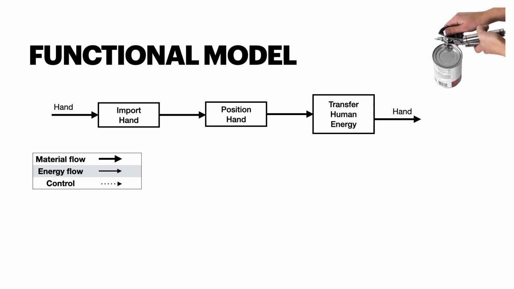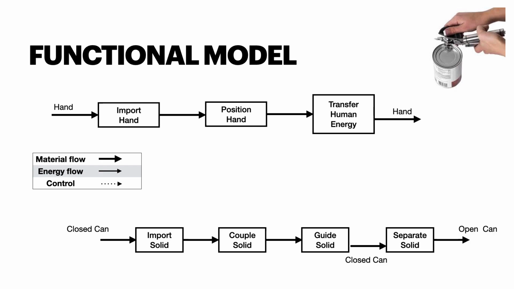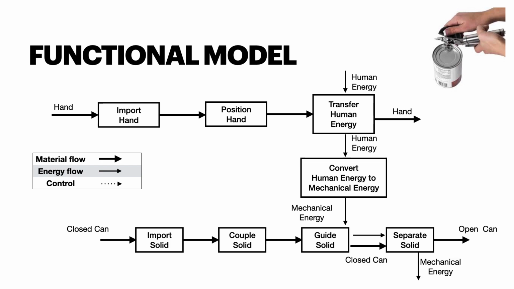So for example, we will have to bring in the user, so we will need to import that hand in this case. We will need to position it somehow, and then we need to make that position transfer the human energy to the device. For the other hand, we will again have the solid, in this case the can, that needs to be incorporated into the system, coupled, guided. And we will need to make a connection on how to convert that human energy into the mechanical energy that is going to open and separate the lid, right? In another lecture, with more time, I'm going to go deeper into detail on how these functional models work and how we can build them. But for now, let's continue.